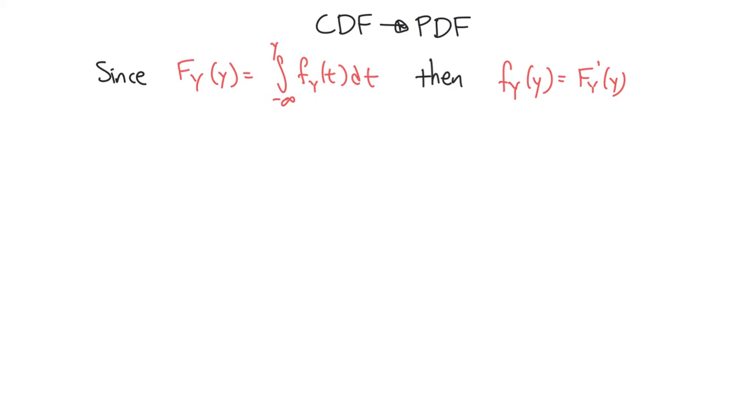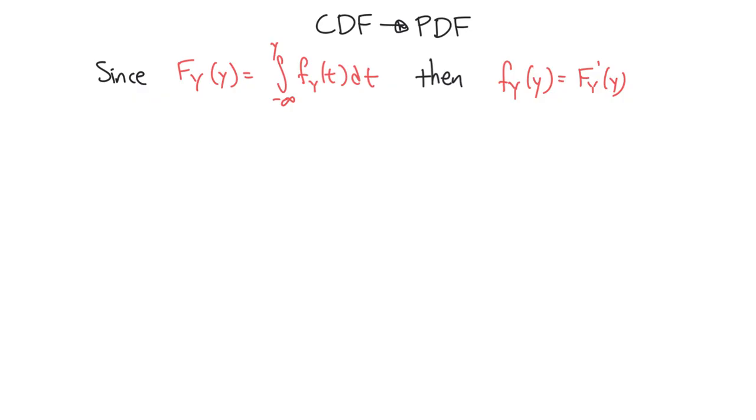Recall now that when looking at a continuous random variable, the CDF is found by integrating the PDF from negative infinity to some threshold y. It's the cumulative amount of probability up to that point.